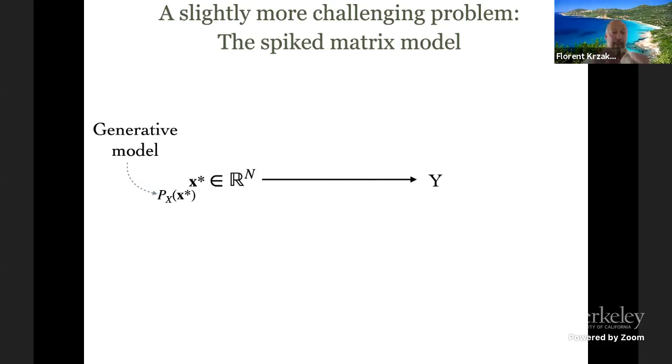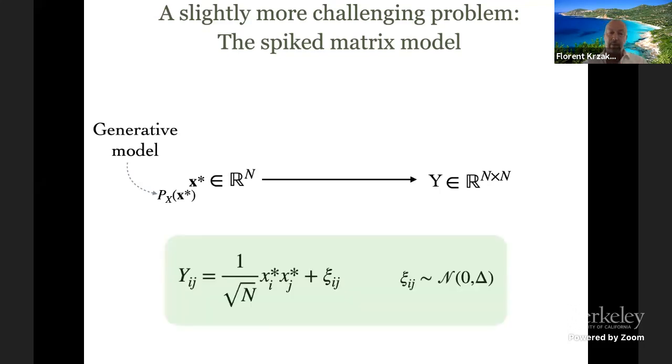It can actually even be a complex, not factorized distribution. And now you are observing Y, which is an n times n matrix, a symmetric one, mind you, which is defined as follows. Yij is 1 over square root of n xi star, xj star, plus a Gaussian random variable.